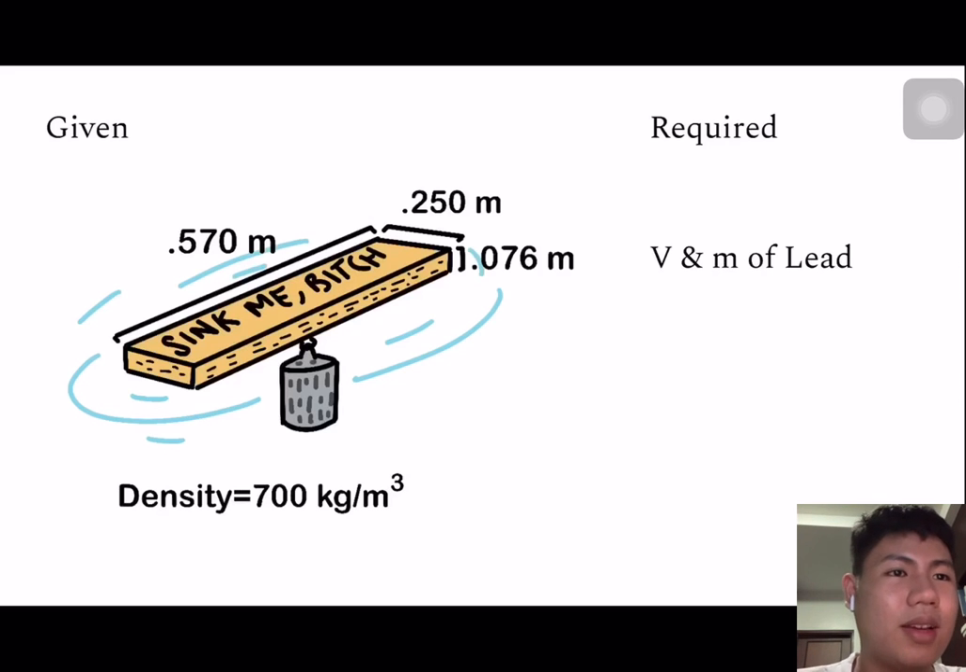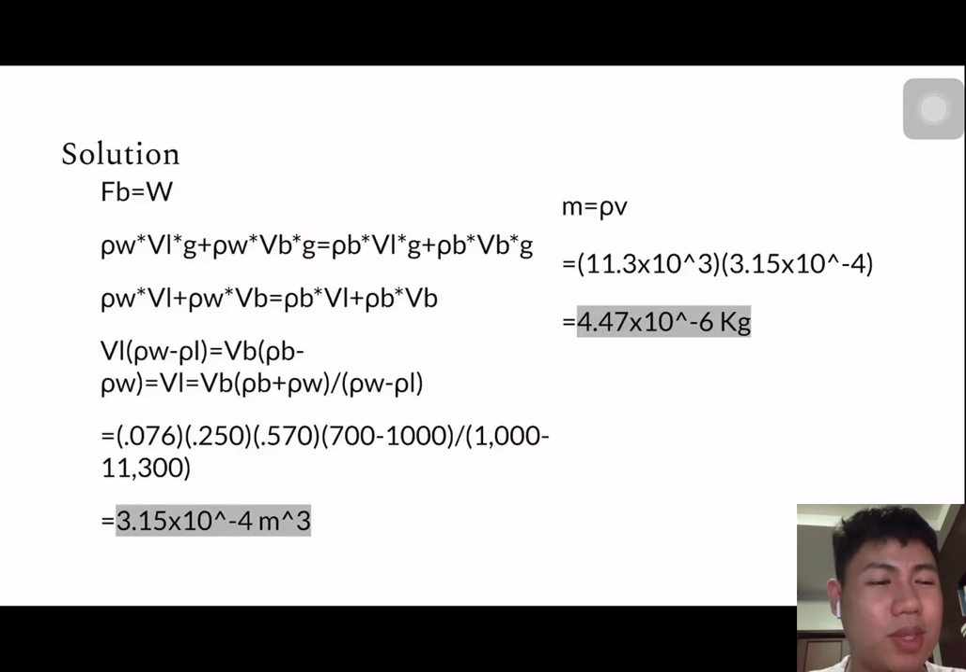So here's a diagram, and we're looking for the volume and mass of lead to be attached to the piece of wood so that it would just be on the surface. So we know that the buoyant force is equal to the weight because it is on the surface of the water. And you get density of water times volume of lead times gravity plus density of water times volume of the block of wood times gravity equals the density of lead times volume of lead times gravity plus density of the block times volume of block times gravity. That's your buoyant force equals your weight.